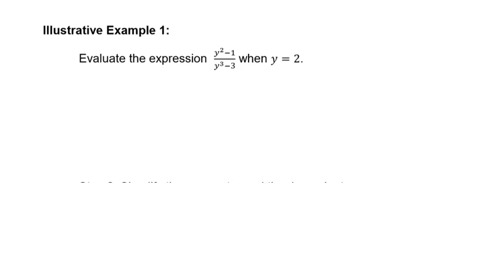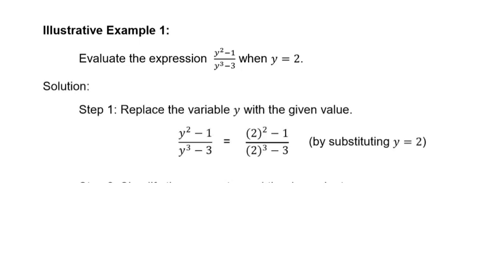The task is to evaluate the expression y squared minus 1 all over y cubed minus 3 when y is 2. I have here the solution. Step 1. Replace the variable y with a given value. What is the given value again? That's right. The given value is 2.